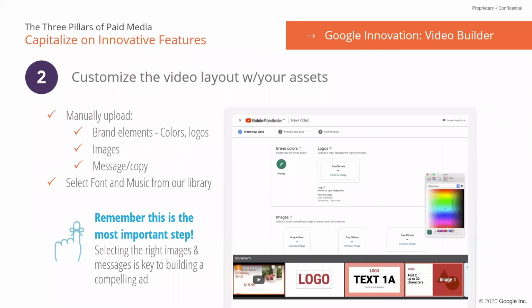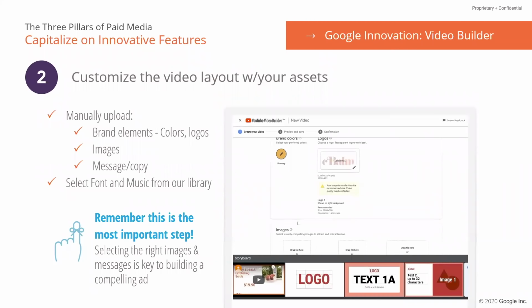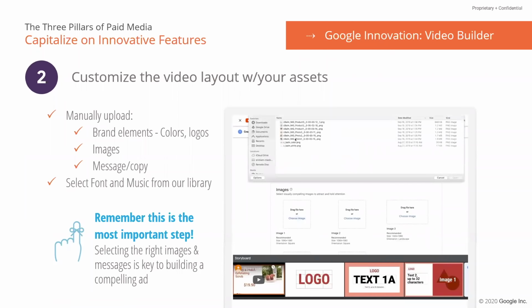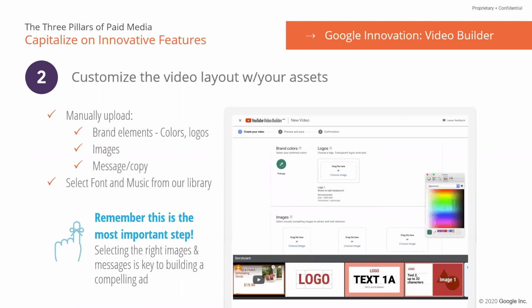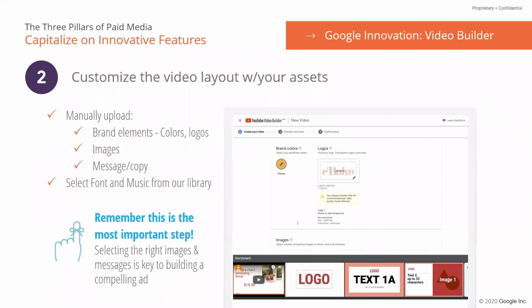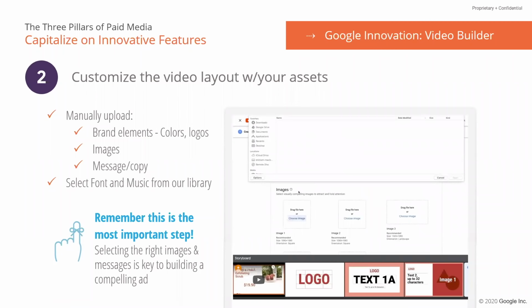So step 2 is you're going to manually upload colors, logos, all of your brand elements, any images you want included in the ad, and then a little bit of copy. And then from our library, you will select font and music. Again, super simple. The UI is designed to be very user-friendly as well. So if you have these assets ready and have your copy ready, getting all this input into the video builder tool can take as little as 5 or 10 minutes.